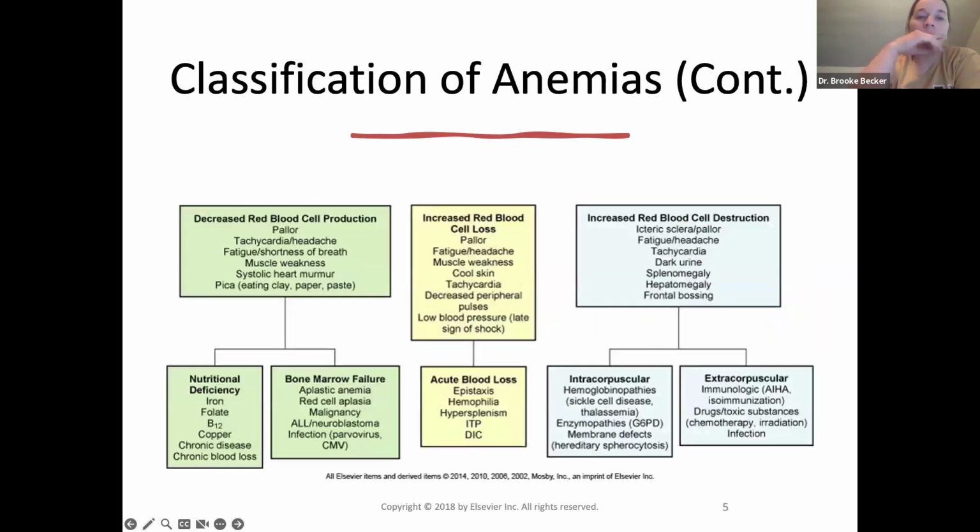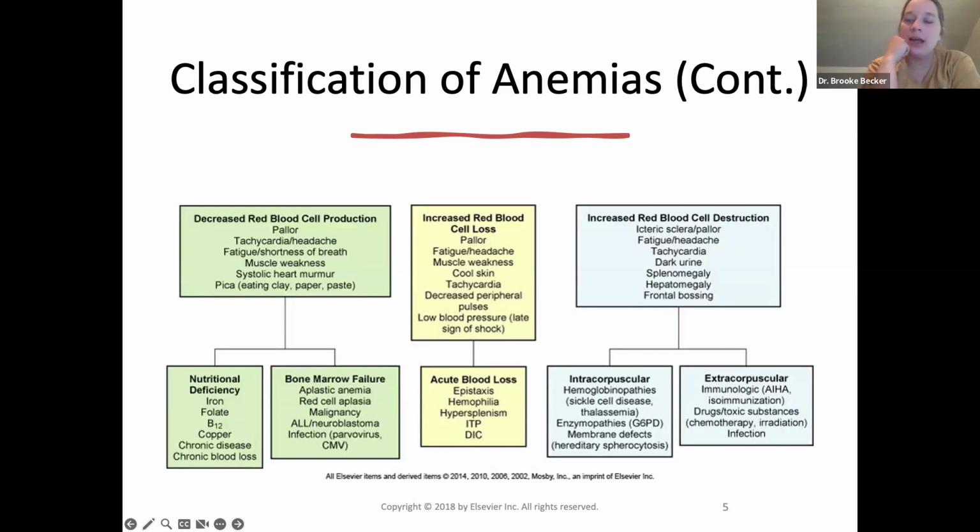Okay, so in looking at the classifications of anemia, this slide is very helpful for you guys to keep in mind while you're studying. Okay. So if you're going to have decreased red blood cell production, that kid's going to have pallor. They're going to have headache, tachycardia, fatigue, shortness of breath, murmur, and pica.